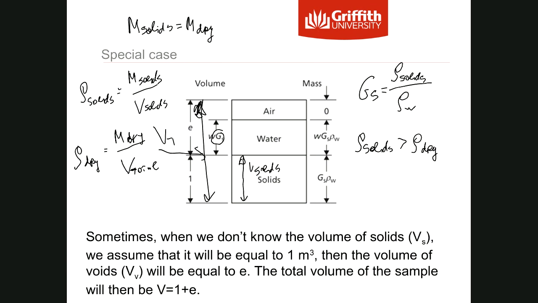So that's the difference. Mass is the same, but volume is different. That's why density of solids is always higher than dry density of soil. Density of solids is usually in the range from 2.4 to 2.6. When we talk about dry density, it's usually in the range from around 1, maybe 1.2 grams per cubic centimeter. It's also grams per cubic centimeter.